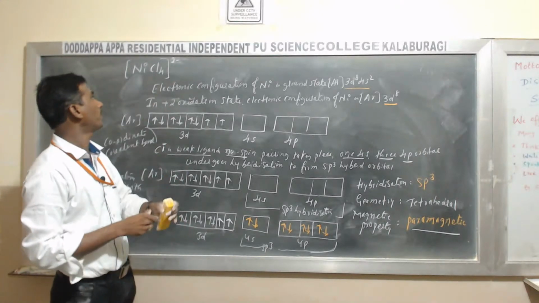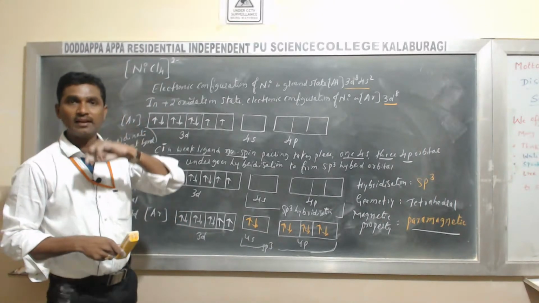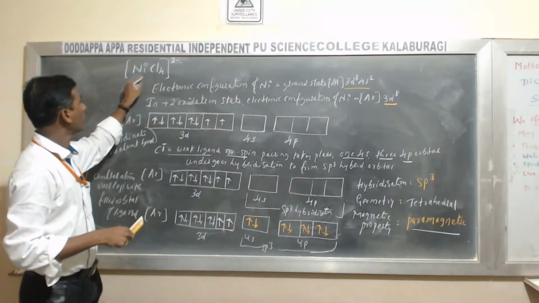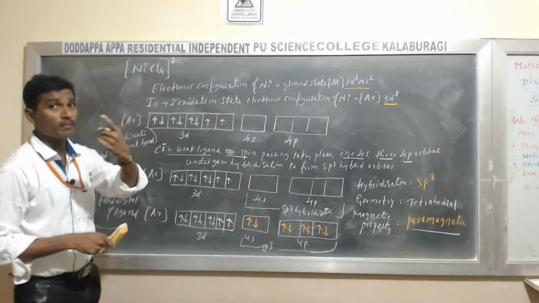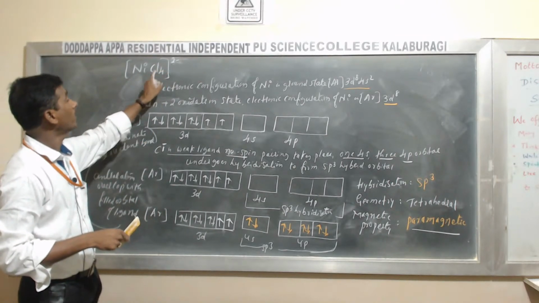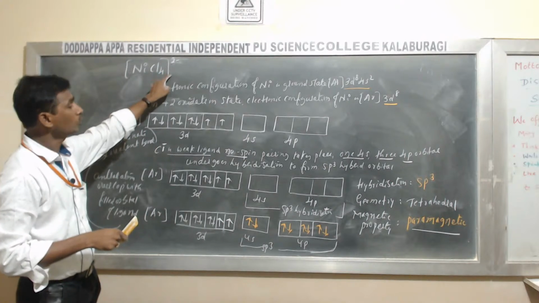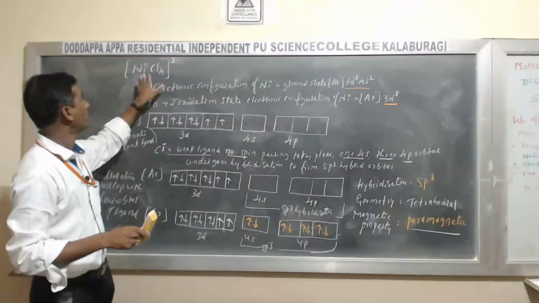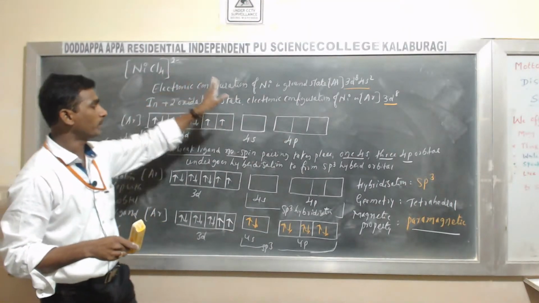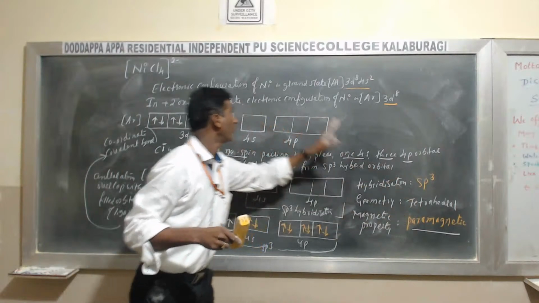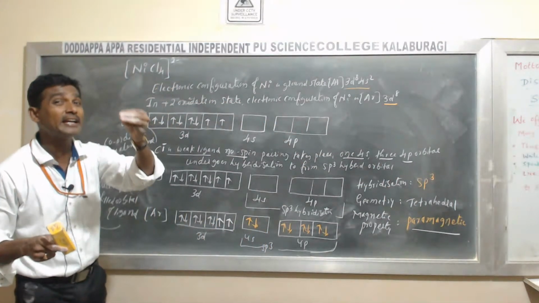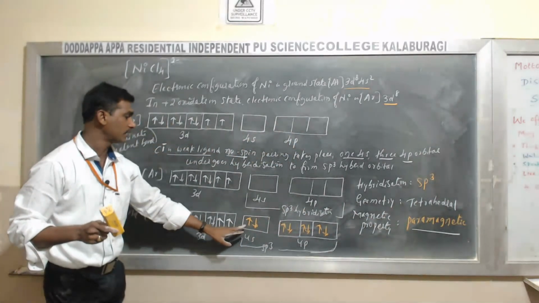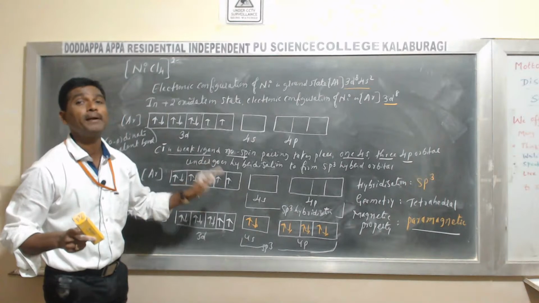In NiCl4 2-, the central metal atom is nickel. What is the oxidation state of nickel? +2. One more question: what type of hybridization in the NiCl4 2- complex? sp3 hybridization. What type of geometry? Tetrahedral. Whether NiCl4 2- is paramagnetic or diamagnetic? It is paramagnetic because it contains 2 unpaired electrons.